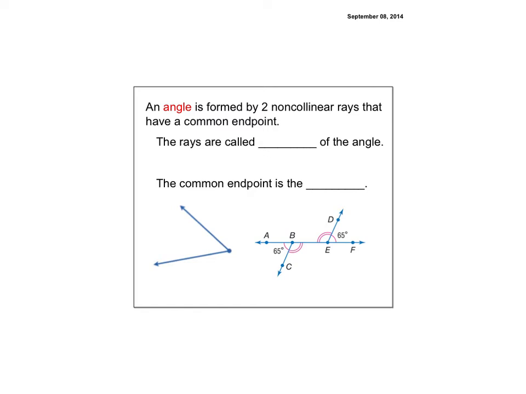As I said previously, an angle is formed by two rays. Now they are non-collinear, meaning that where the endpoints meet is not on the same line. All right, so it's not collinear. We have that bend that makes it look like an angle. The rays are called the sides of the angle, and the common endpoint is the vertex. So this would be our vertex, and this would be one of the rays, and this would be the other ray, and these are both the sides.